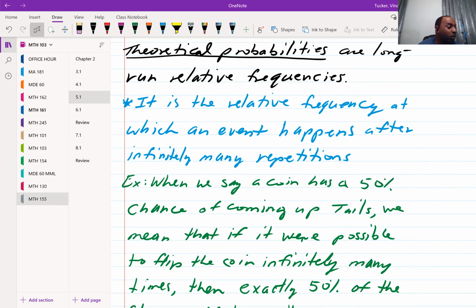So if you were to flip a coin 10 times, it does not have to go 50-50. You could get tails 7 times, heads 3 times. So that means if you were going off that reading, tails would show up 70% of the time. But what it's saying is that if you were to flip it infinitely many times, then it would be 50-50. That's based on an infinite amount of flips, though.